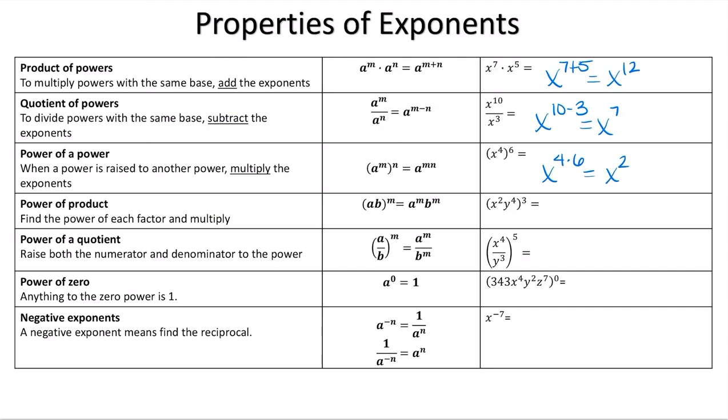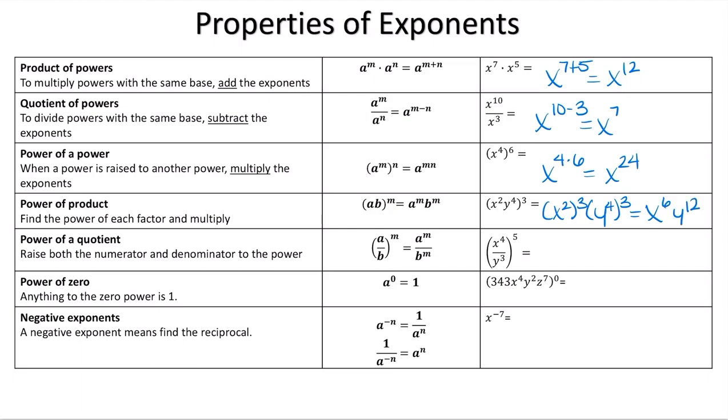x to the 24th. When we find the power of a product, we're going to find the power of each factor and multiply them together. So x squared y to the 4th to the 3rd becomes x squared to the 3rd times y to the 4th to the 3rd. Then we're going to use the power of a power property to multiply those exponents. So this becomes x to the 6th, y to the 12th.